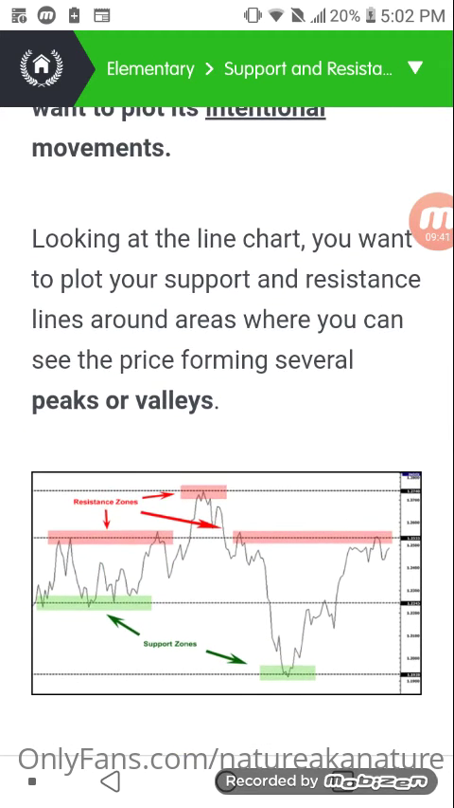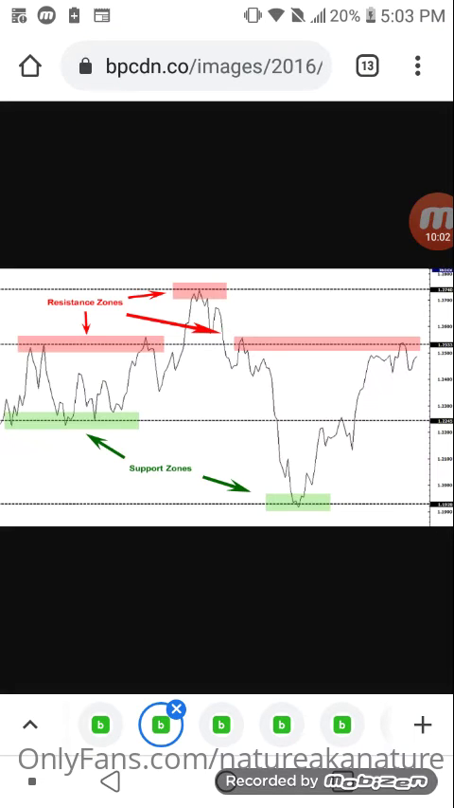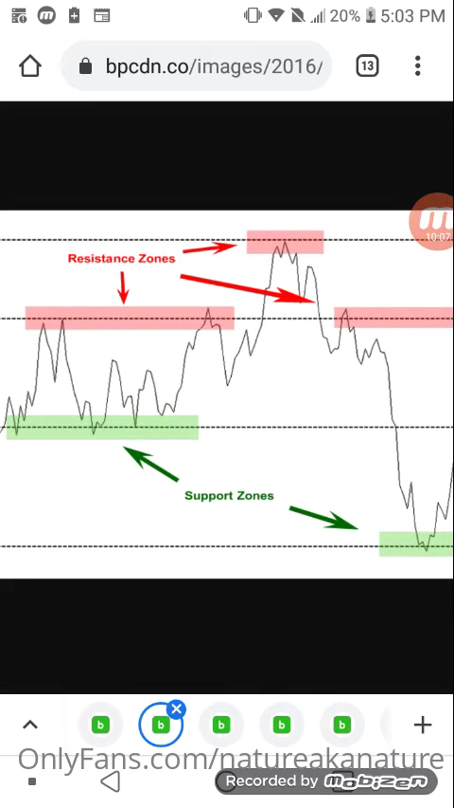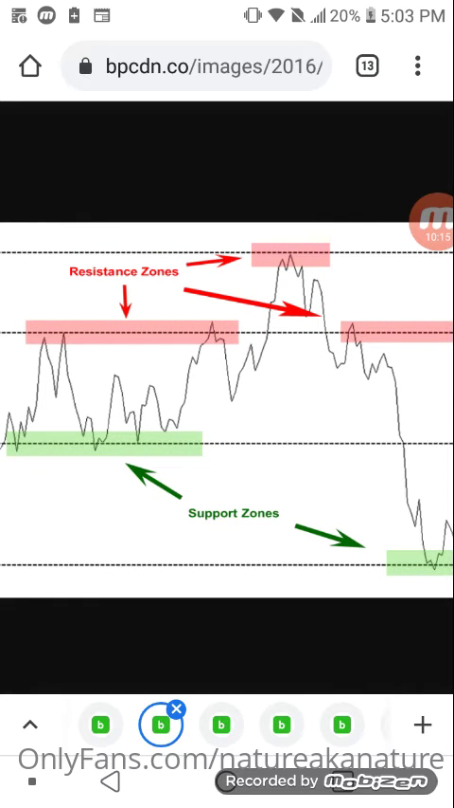So looking at the line chart right here in this example, you can also do this on the Japanese candlestick charts. You want to plot your support and resistance lines around areas where you can see price forming several peaks, which is resistance, and valleys, which is support. In this example right here, they plot points where price was peaking the most in the market. Right here, it was peaking before dropping back down. It peaked up again here, peaked up again here.